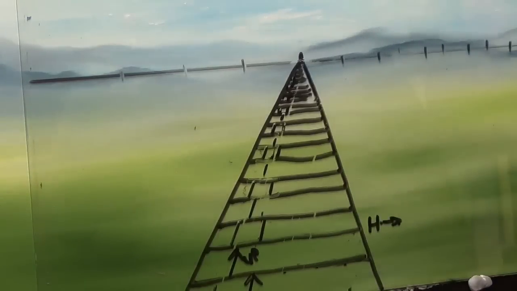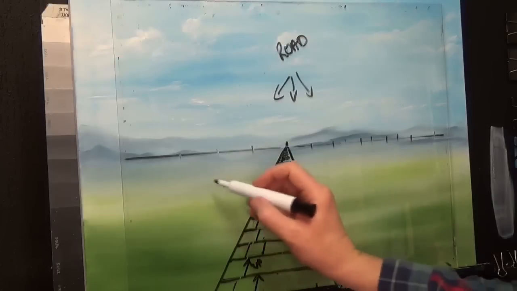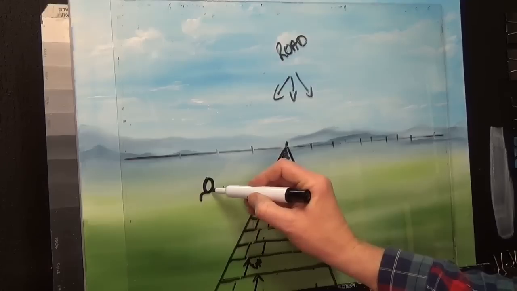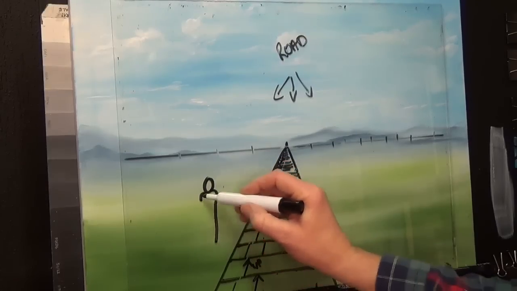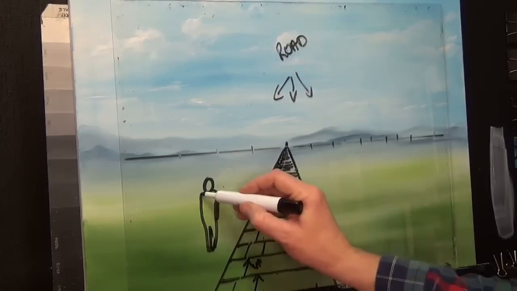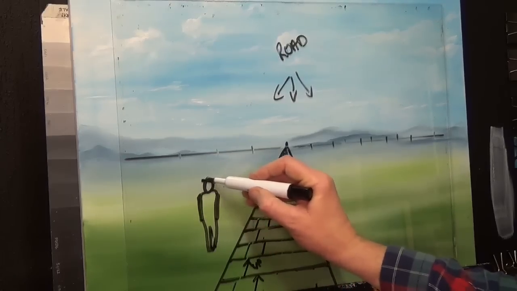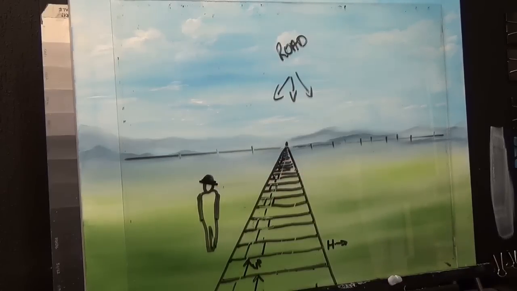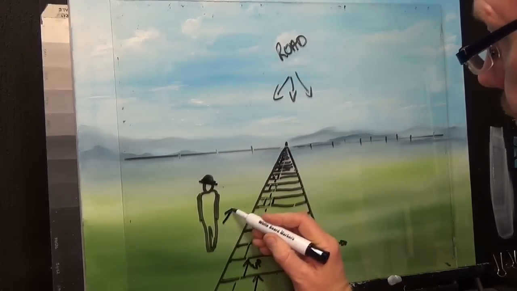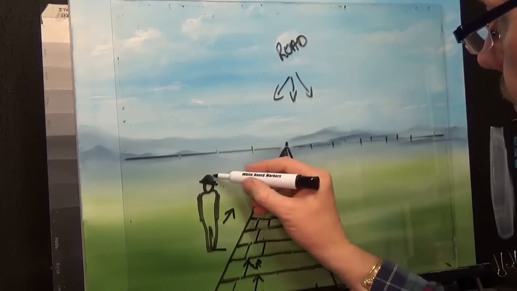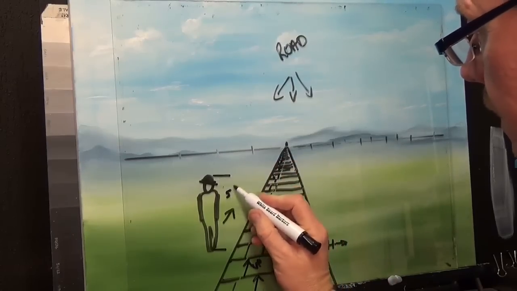So without getting too complicated, let me say I wanted to put a person in there. Say you wanted to put a person walking down the road, as we've said before, and say he's 5'11".